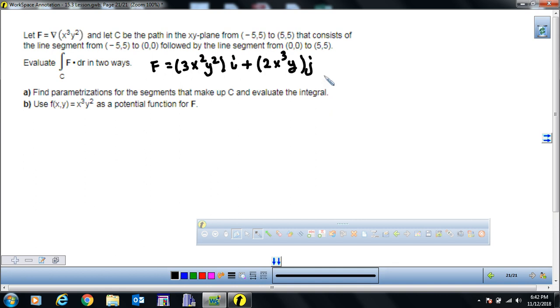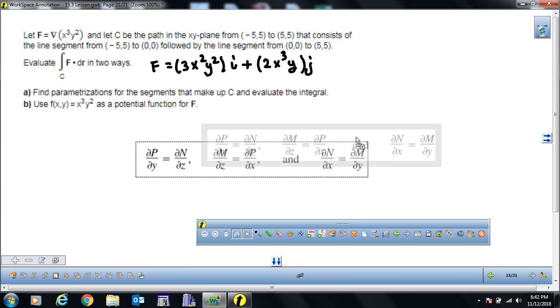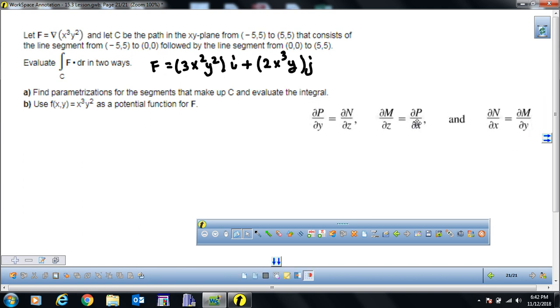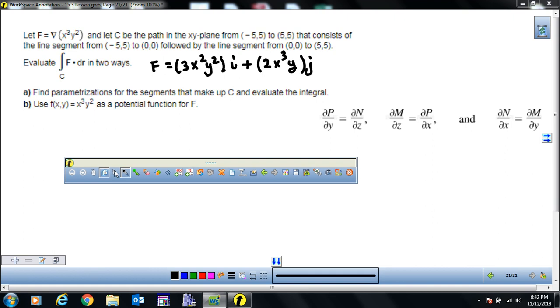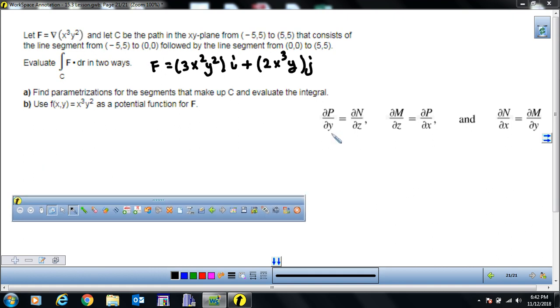Now, right here, you would be able to find out that this field is conservative. You should be able to determine that. If you're able to determine that this field is conservative, then you should be able to evaluate it directly to its potential function. This is a potential function that gives me this gradient. So check it out so that you can see that it is true.